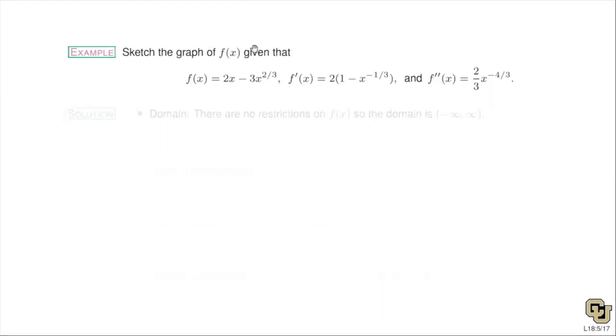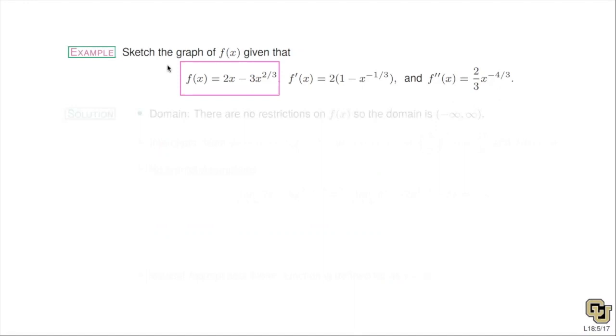So here we want to graph this function. If you look at each example, the type of function is slightly different. The first function was a rational function. This function involves roots, this x to the 2/3. And I just kind of wanted to do something like this just to show you the algebra and stuff.